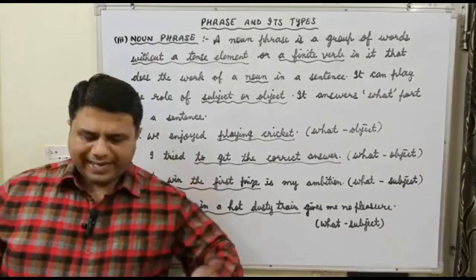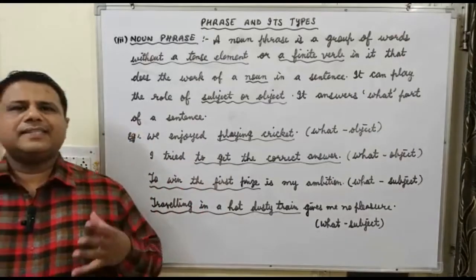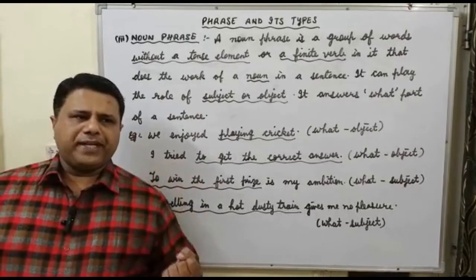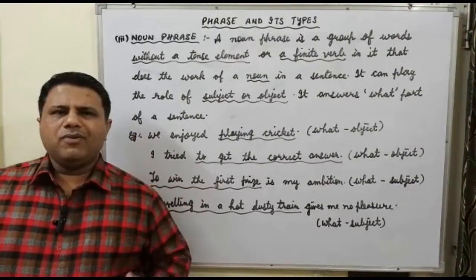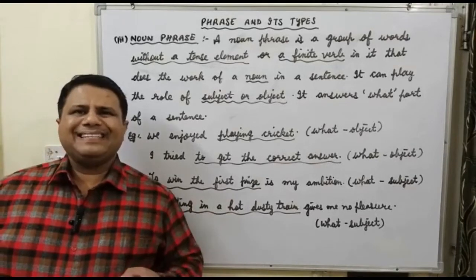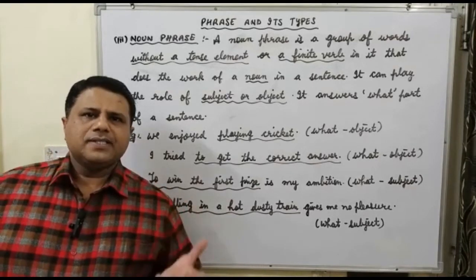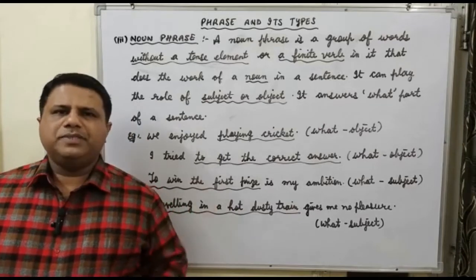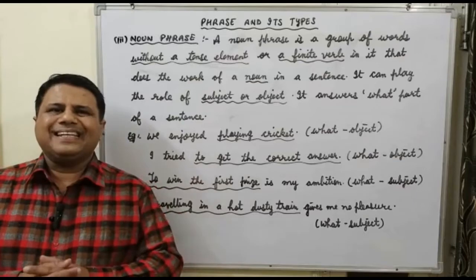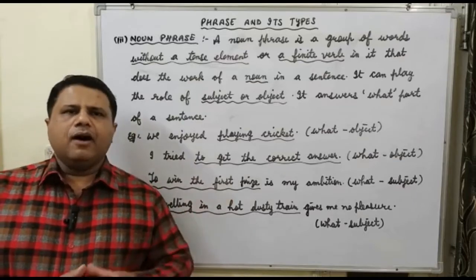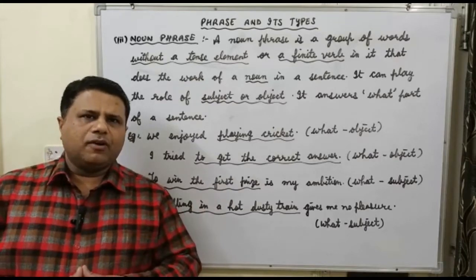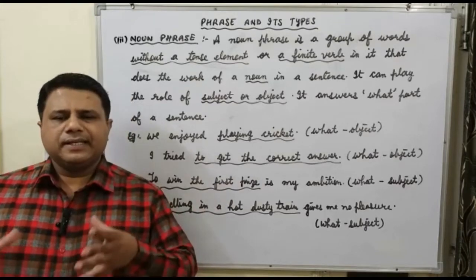Now moving on to the next type of phrase, that is noun phrase. What is a noun phrase? What is the role of a noun? Noun is a naming word, and there are two major roles it plays in a sentence. One is the role of a subject and one is the role of an object. So noun can play the role of a subject or an object in a sentence. Similarly, noun phrase will also play the role of a subject or an object in a sentence.